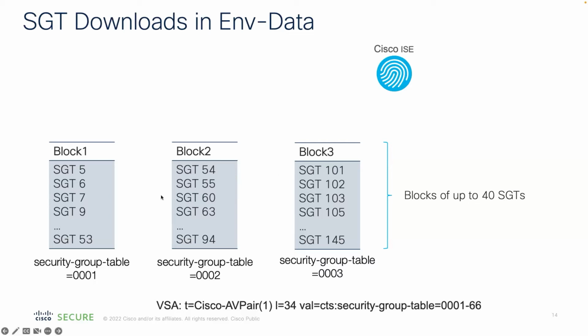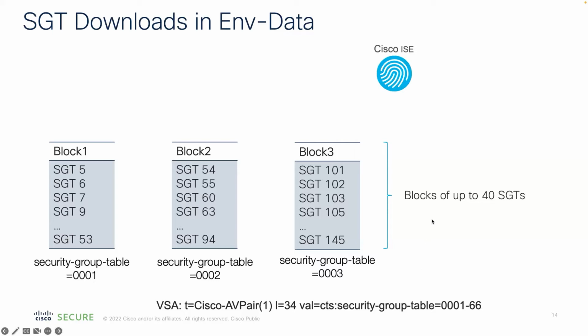So this table was split up into blocks of 40. And you can see there are security group tables 1, 2, 3, and so on. And there is a RADIUS AV pair, which is called security group table, and it has a version number at the end. This is table 1 with version number 66, which means there have been a number of updates to table 1. And this is how ISE and the network device stay in sync.